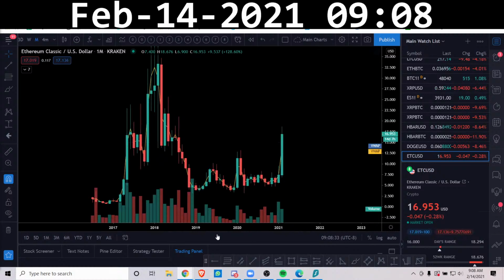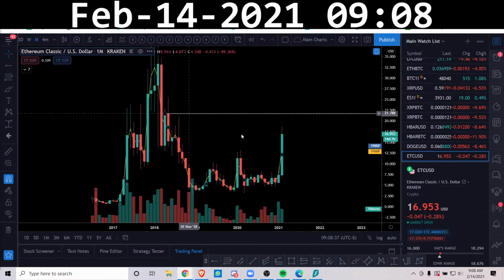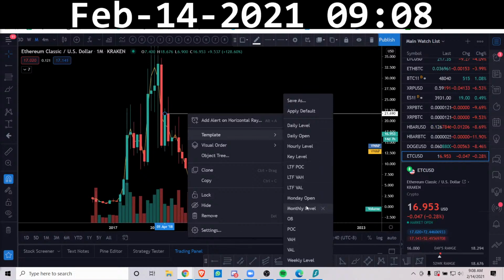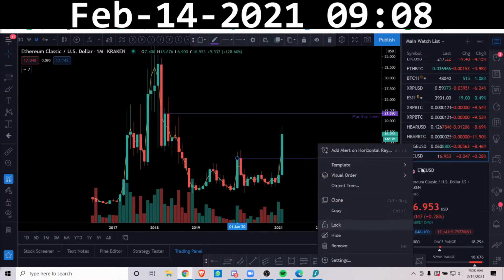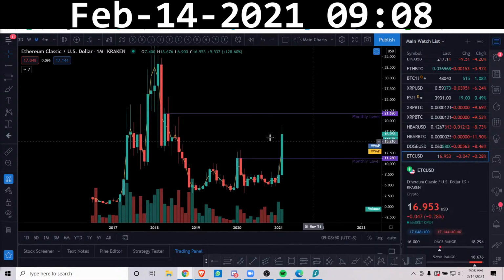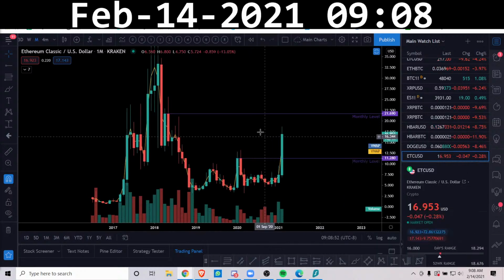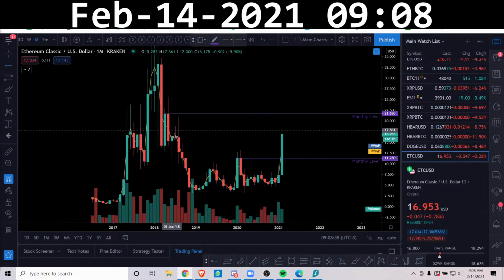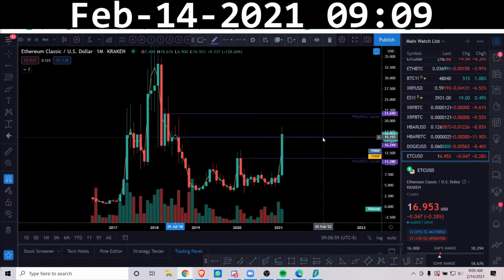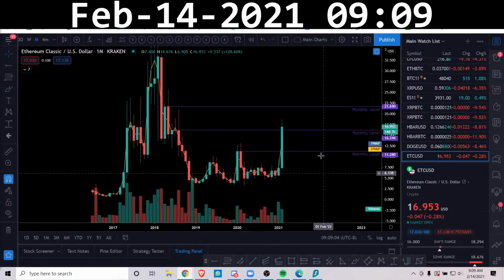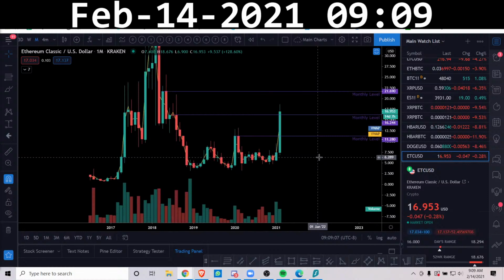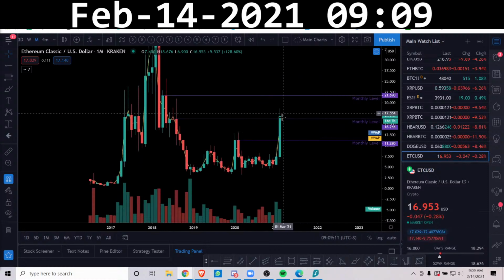So we have our monthly up here at $21. We have another monthly here at $11.20. We could put a monthly here as well at $16.95. What you want to see is a monthly close above this monthly level. That is a ways away from now, but you are probably going to get a weekly close above that level.